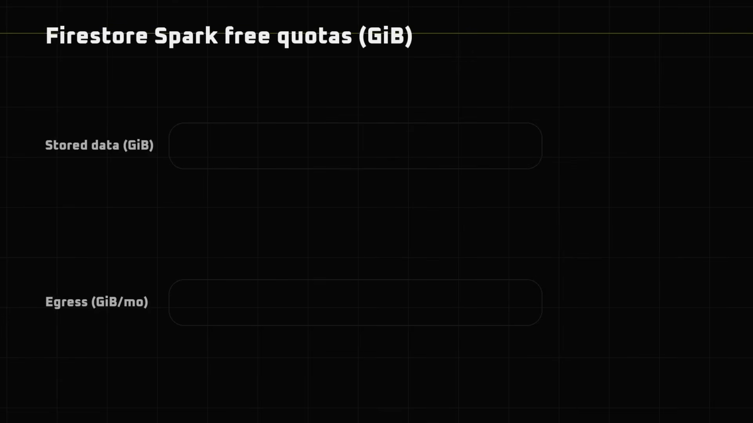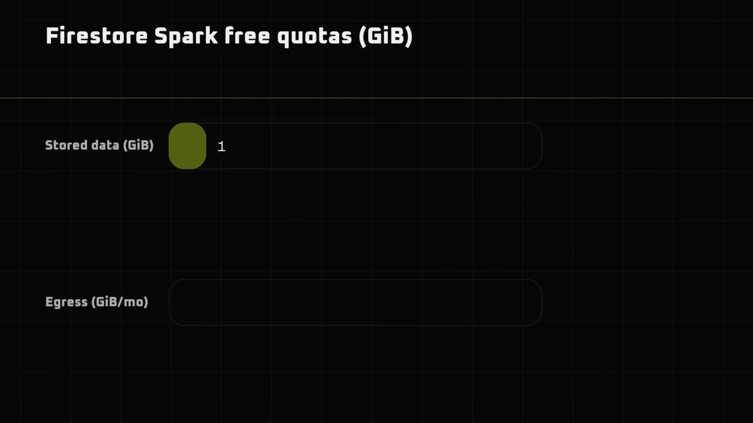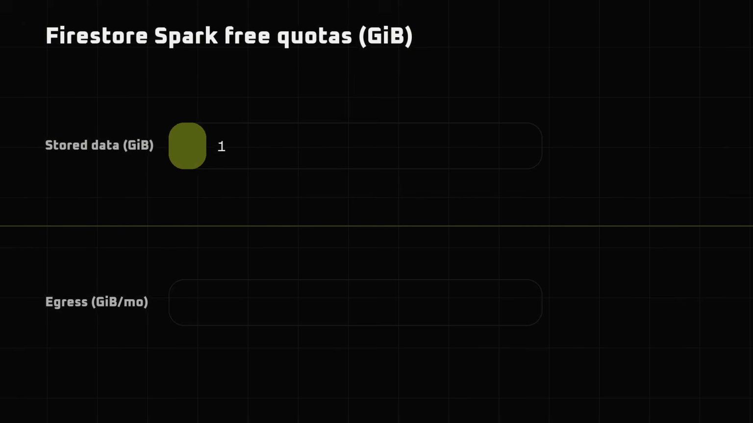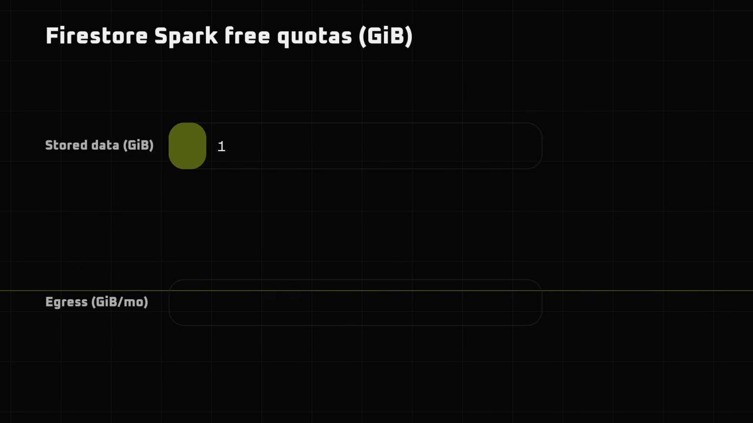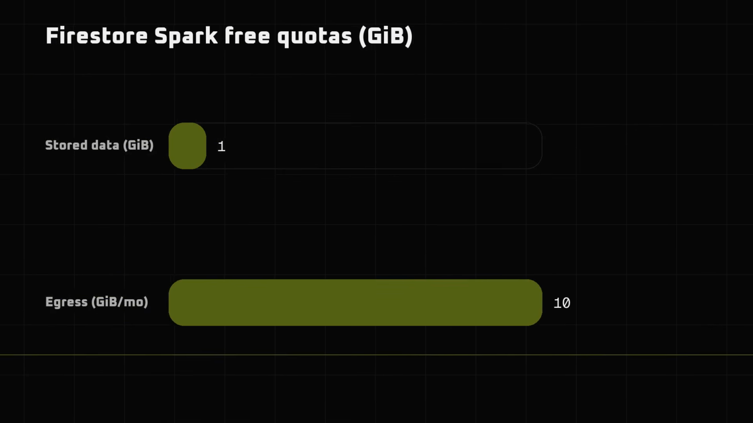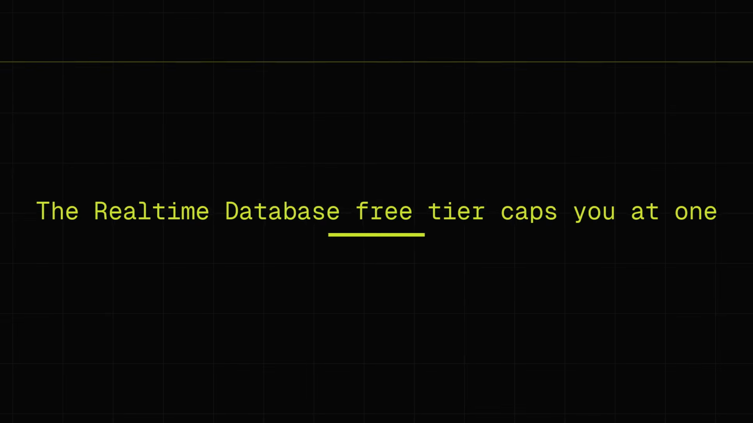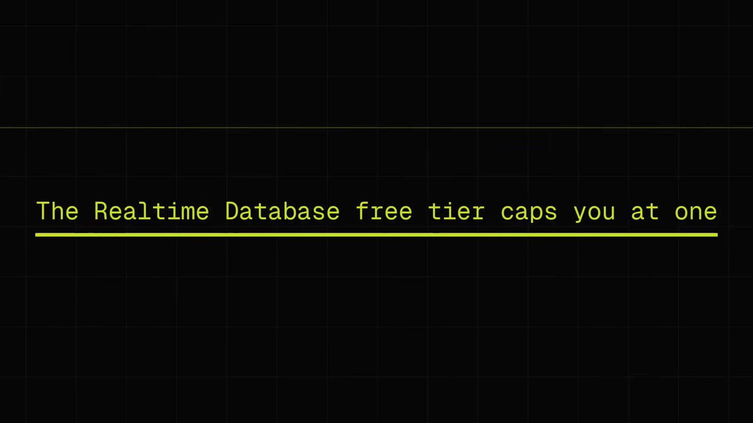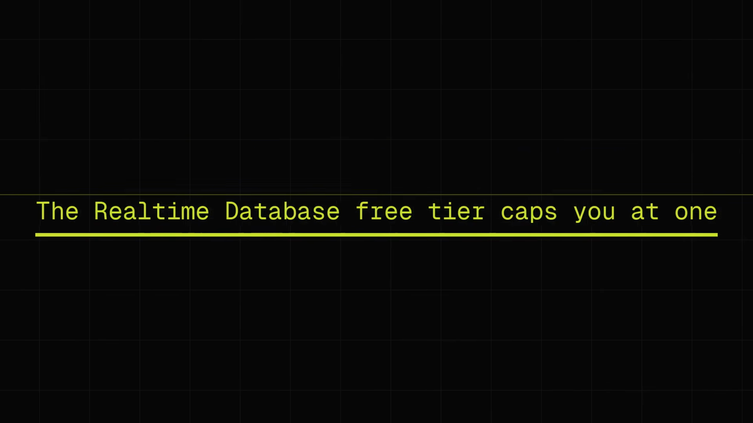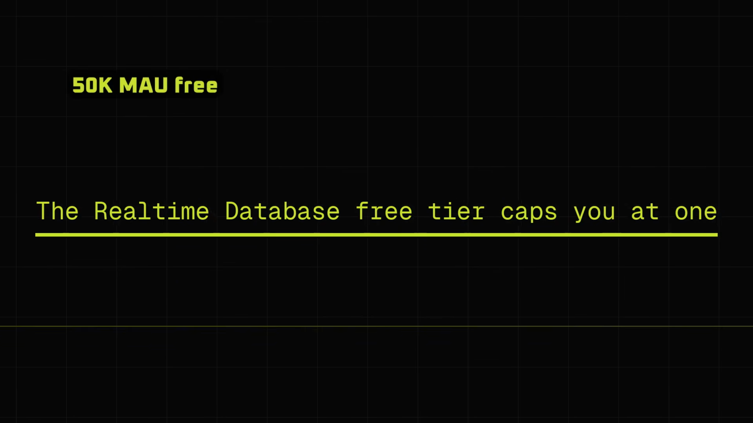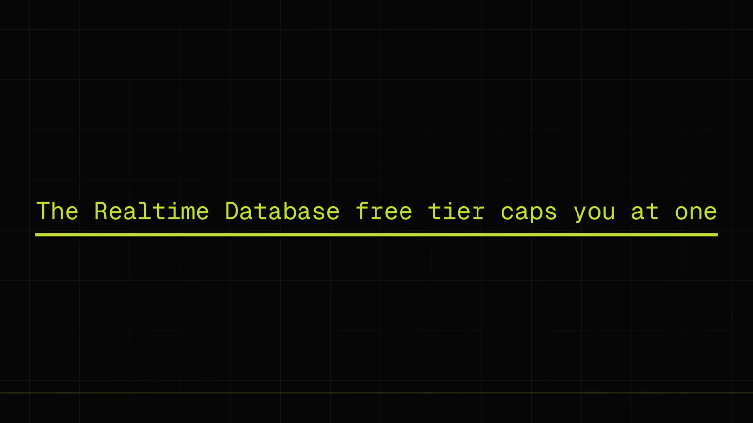The free Spark plan gives you Cloud Firestore with 1 GB of stored data, 10 GB a month of network egress, 20,000 writes a day, 50,000 reads, and 20,000 deletes. The Realtime Database free tier caps you at 100 simultaneous connections and 1 GB of storage. Authentication is generous: 50,000 monthly active users for email and social sign-in.